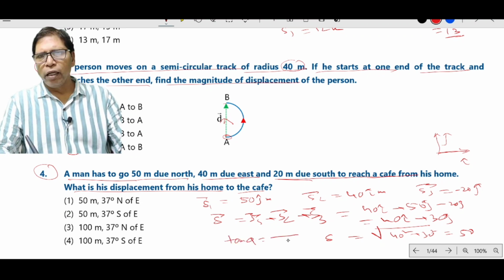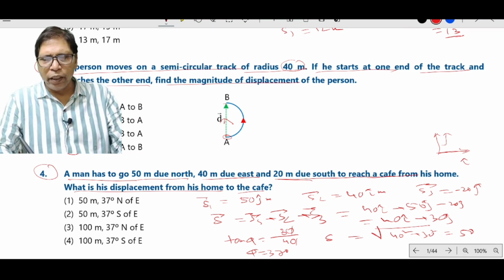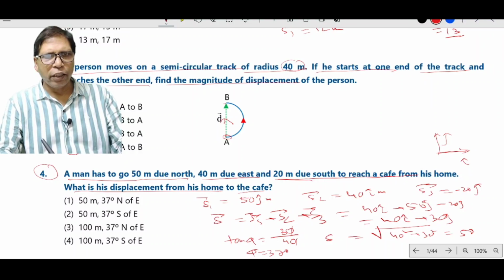Okay. Now the angle made with the east: coefficient of j in the numerator and coefficient of i in the denominator, 40. So this is 3 by 4. 3 by 4 means phi equals 37 degree. So the angle is 37 degree north of east. Look at this, 37 degree north of east.